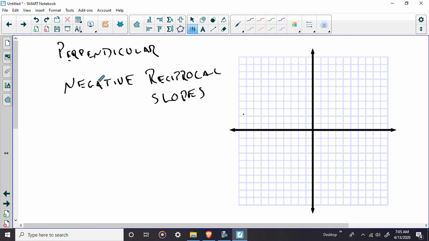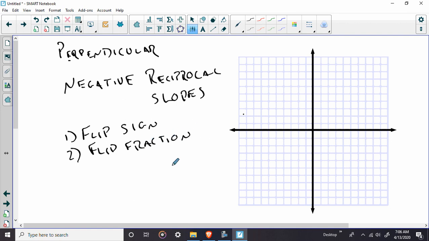Two things have to happen. You need to flip the sign. Right, that's the negative part, right? Negatives will become positive, positives become negative. And second, flip the fraction. Okay, I don't want to get into the nuts and bolts of what the reciprocal is. You should know the reciprocal of 2/3 is 3/2, right? They multiply to make 1, okay? But for right now, 2 things: flip the sign, flip the fraction, okay?